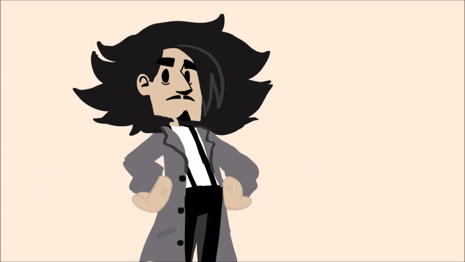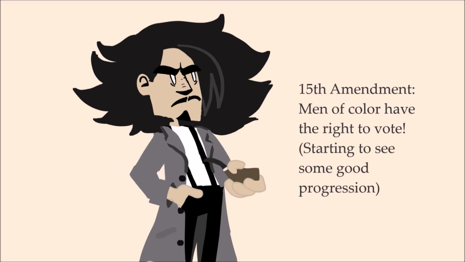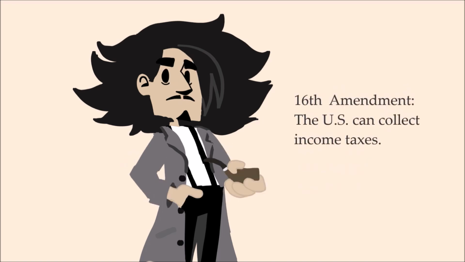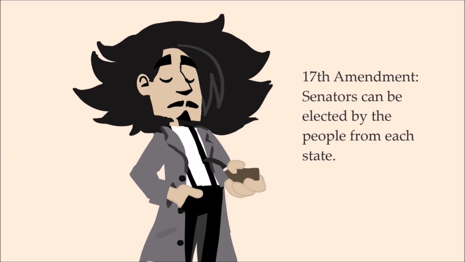But the 15th Amendment allowed people of color to vote, although people still managed to find a way to stop them from voting, which sucked a lot. The 16th Amendment allowed the US to collect income tax. That's just what it sounds like, taxes based off your personal income. The 17th Amendment allowed citizens to be able to vote for the senators of their state.